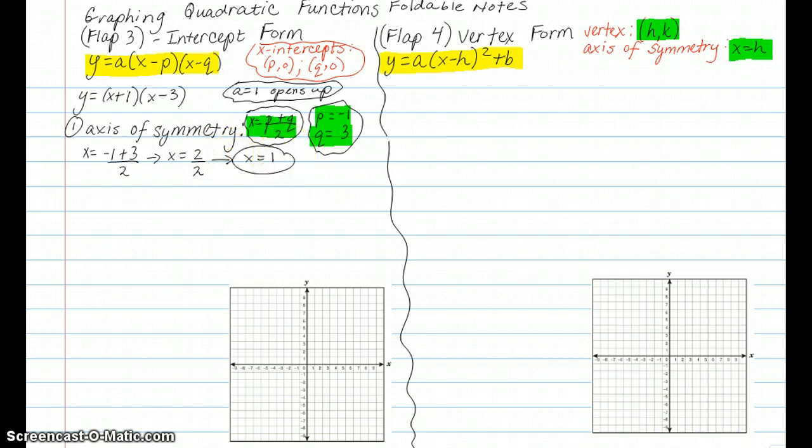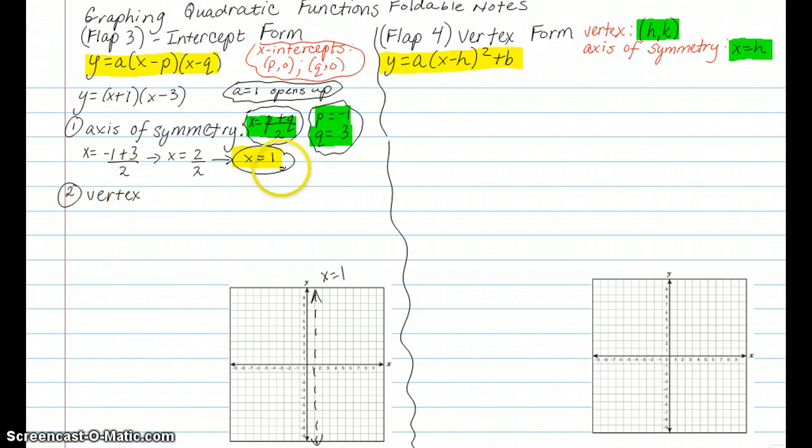Okay, we're going to go ahead and highlight that. So x equals 1. Now we're going to go ahead and draw that in. So we're going to put in our x equals 1. That's our axis of symmetry. We're going to label our axis of symmetry with its equation, x equals 1. The next step, and this is frequently the case, you're going to calculate the vertex.